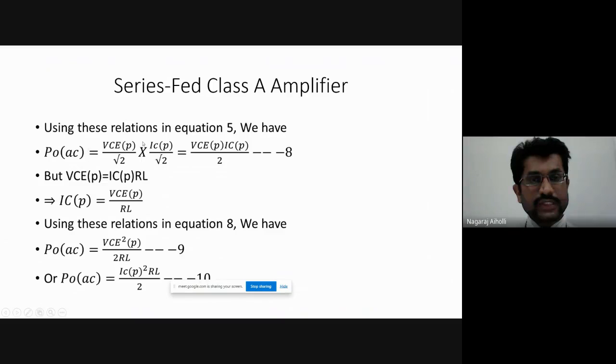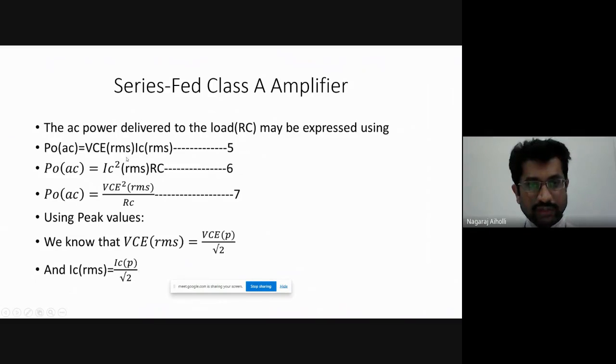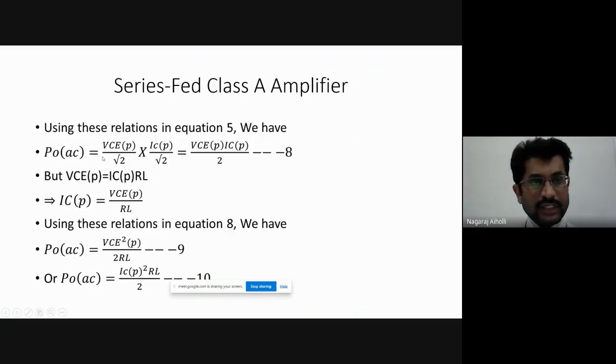Now, if we use these relations in equation 5, suppose we put these equations in equation 5: VCE RMS is equal to VCE peak divided by root 2, and IC RMS is equal to IC peak divided by root 2. Then what will we get? The equation will be VCE peak divided by root 2 into IC peak divided by root 2. That will be P naught AC, the AC output power.